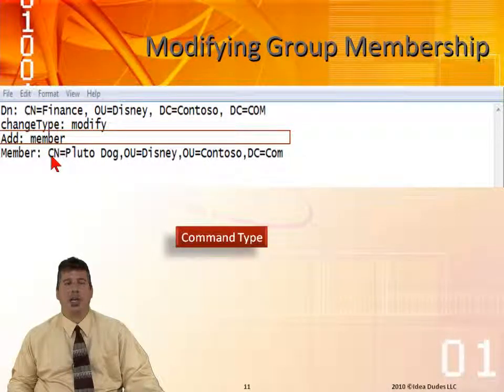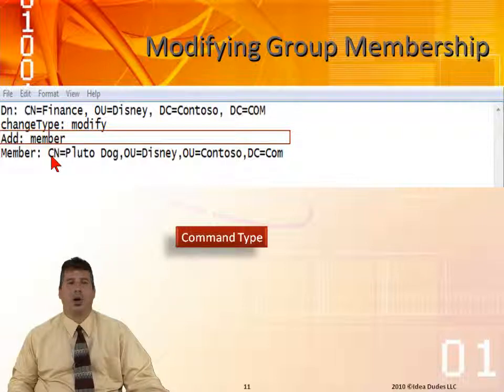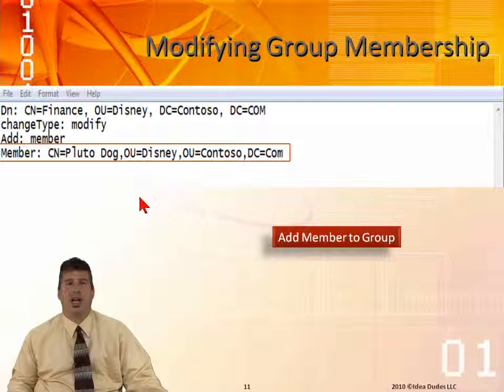And the way that we do it here, instead of doing member of or member, we do member, and then we specify what is the DN. So CN is Pluto Dog, OU is equal to Disney, OU is equal to Contoso, DC is equal to Com. So we're putting a new member in the finance group in the Disney OU and Contoso.com. The member is going to be Pluto Dog. He's in Disney. He's in Contoso.com.